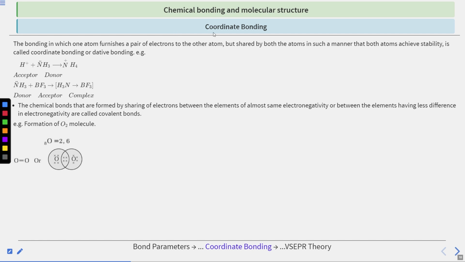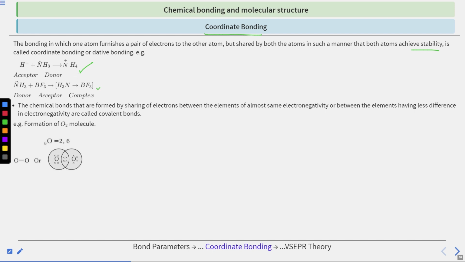So the next topic is coordinate bonding. The bonding in which one atom furnishes a pair of electrons to the other atom, but shared by both the atoms in such a manner that both atoms achieve stability, is called coordinate bonding or dative bonding. For example, in this reaction, H+ is attaching to the NH3 ammonia molecule, forming NH4+, that means the ammonium ion, right? In this reaction, this is the acceptor, this is the donor, and we have our molecule compound.